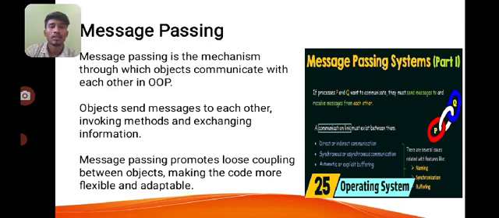Message passing. Message passing is a mechanism through which objects communicate with each other in object-oriented programs. Objects send messages to each other, invoking methods and exchanging information. Message passing promotes loose coupling between objects, making the code more flexible and adaptable.